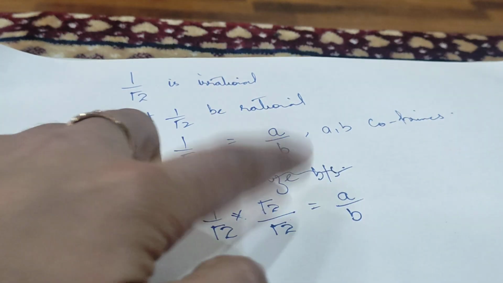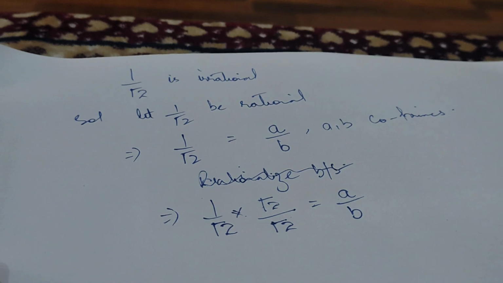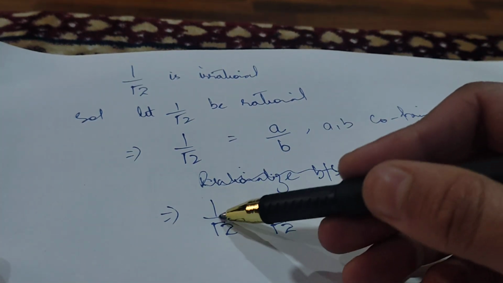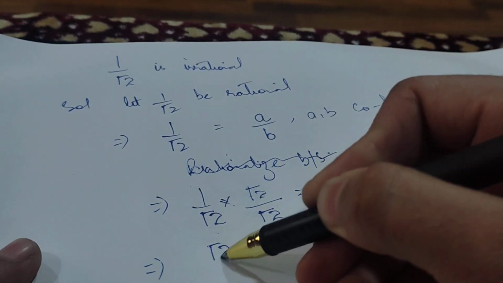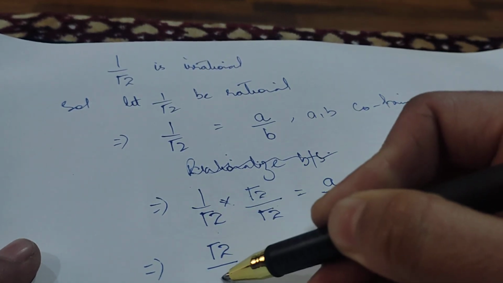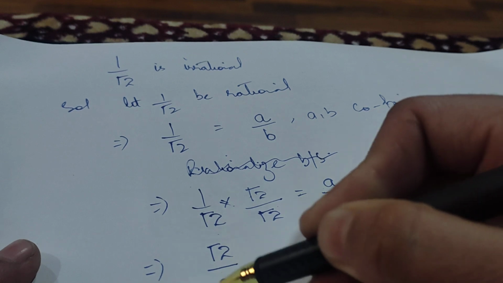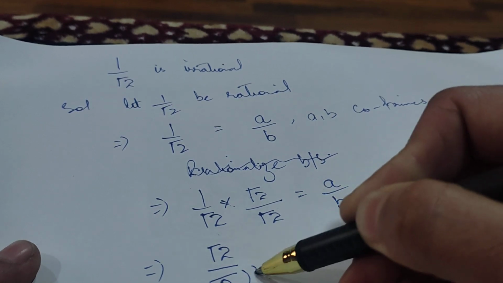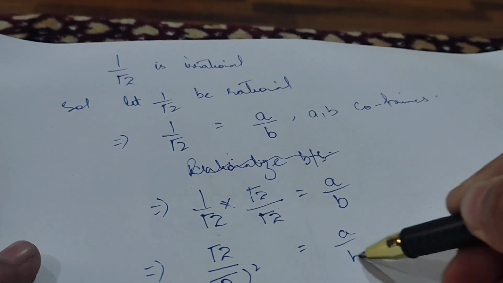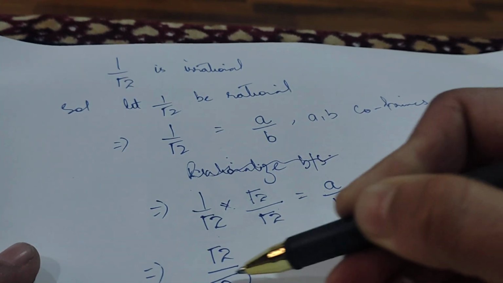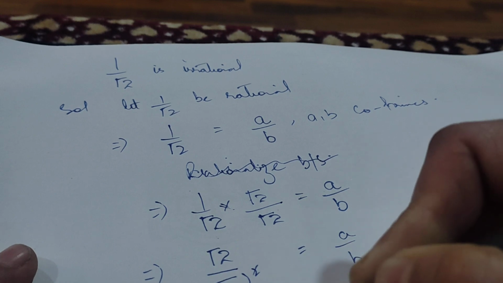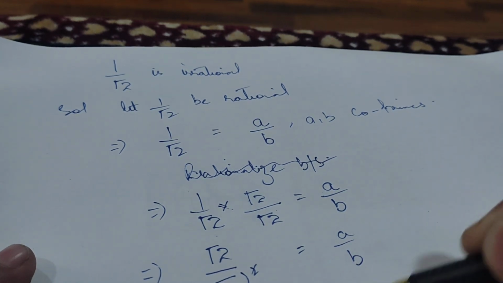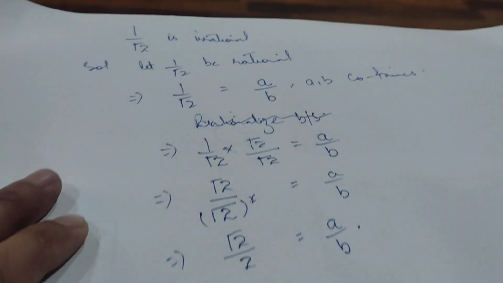See, if we cancel out the two things, 1 by under root 2 and 1 by under root 2, again we will be having 1 by under root 2. Now solve it. We will have under root 2 in the numerator and under root 2 square in the denominator, which is 2, and this is equal to a by b. Now the square and the root cancel, and we'll have under root 2 by 2 is equal to a by b.